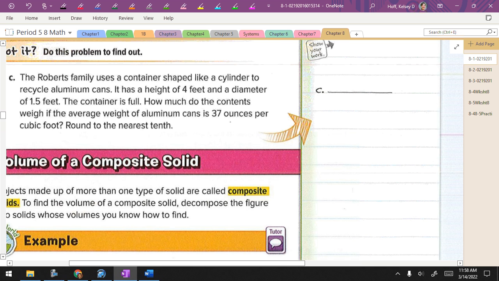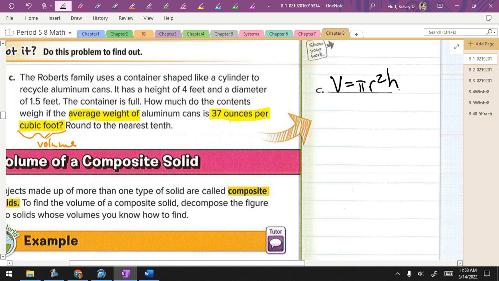Round to the nearest tenth. So they're really asking me, how much does it weigh? The problem is we can't just figure out the weight. They give us a conversion, 37 ounces per cubic foot. Well, cubic foot is really the volume. So the very first thing we need to do is figure out the volume of this container that they have.